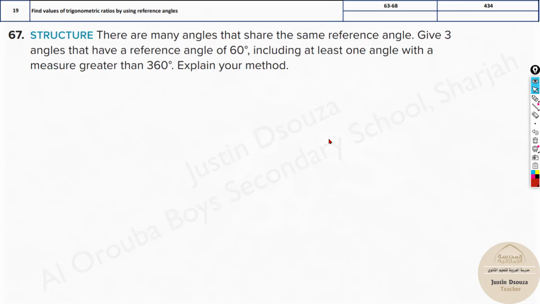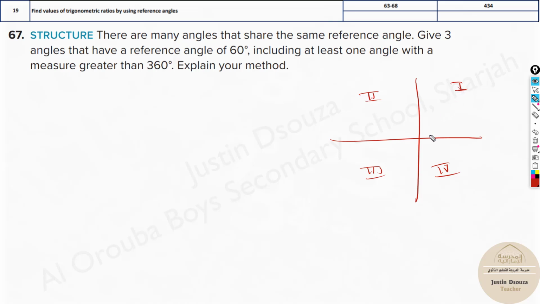Now this one is interesting. There are many angles that share the same reference angle. Now before we start, first let's draw a quadrant. All the four quadrants, 1, 2, 3, 4. And I will tell you how exactly you can remember reference angles without memorizing anything.